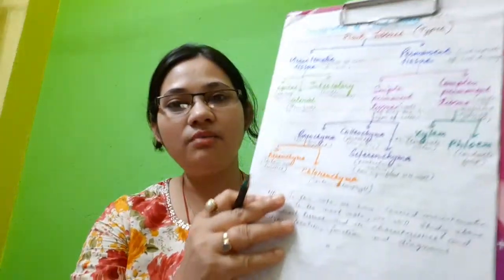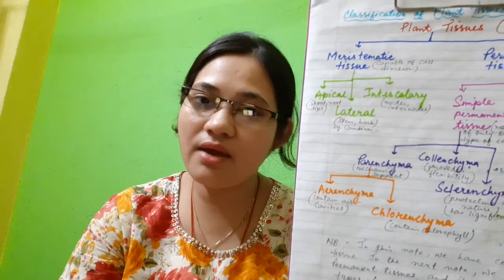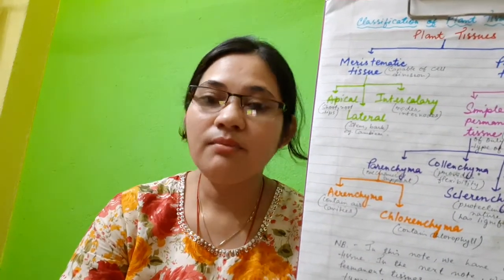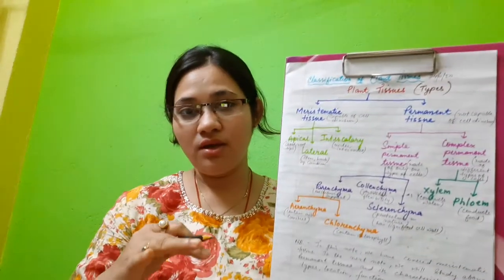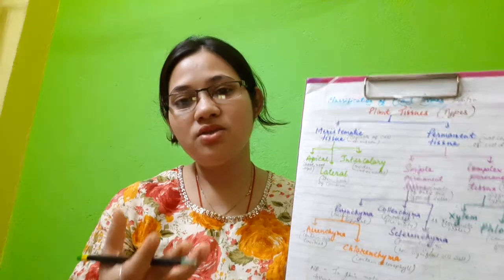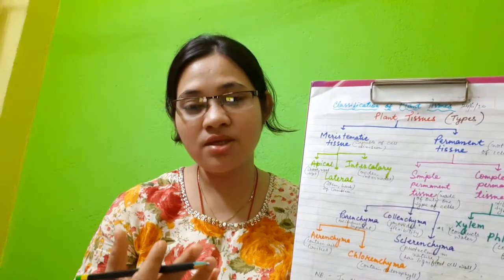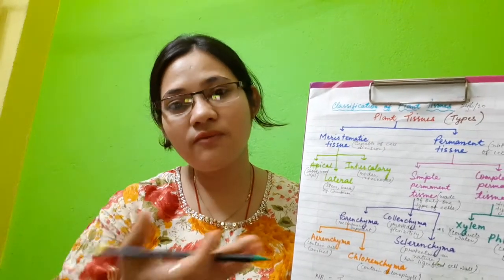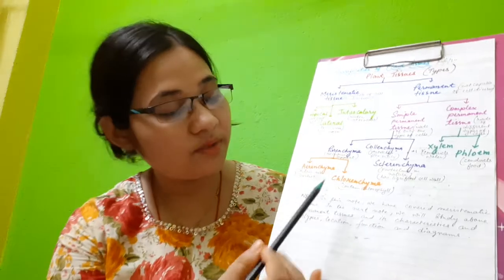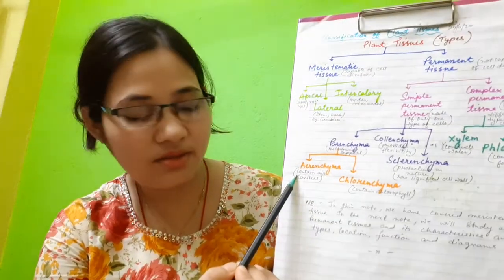Now this parenchyma is again of two types. The first is aerenchyma. Aeren means they have air cavities in them, by the help of which they provide buoyancy. Buoyancy means floating capacity to the tissues. Like in the case of lotus leaves or flowers, they have air spaces in between the tissue, so they keep floating on the surface of water. So aerenchyma examples are aquatic plants.